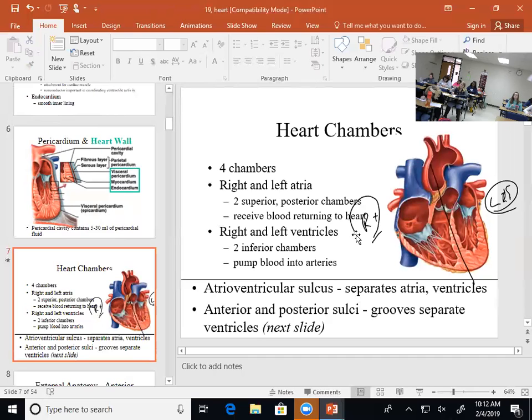This left pump is called the systemic circuit pump. Systemic circuit pump, because it's sending blood to the system. Are you with me on that? And when I say the system, I mean what?